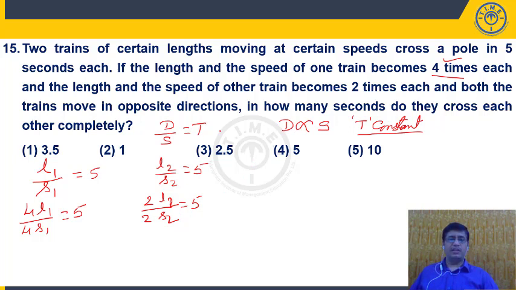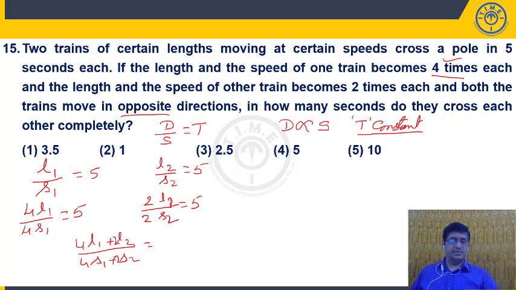Now what is being asked here? When these two trains are moving in which direction? Opposite direction. Opposite direction means L1 plus L2 by S1 plus S2. Am I right? So after the increase, what is the discussion here? 4L1 and 2L2, 4S1 and 2S2. The speed and the length increase by 4 times and 2 times for train 1 and train 2.